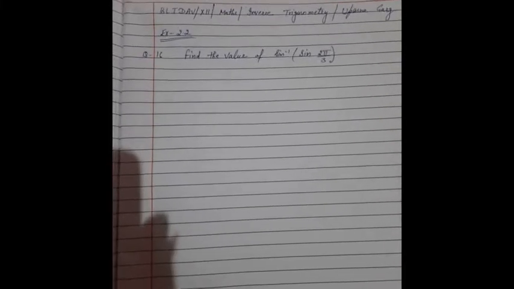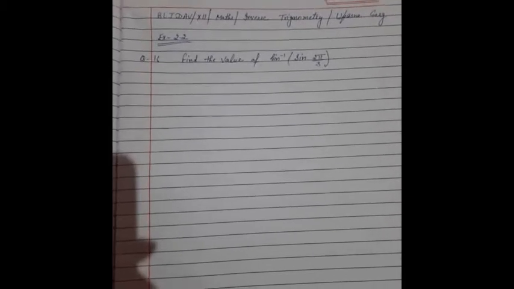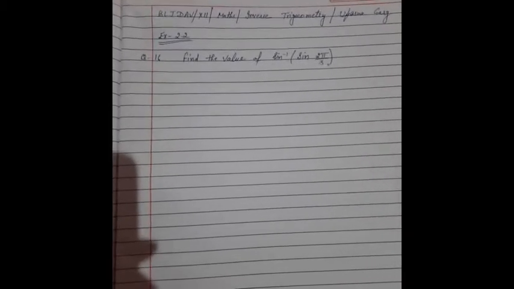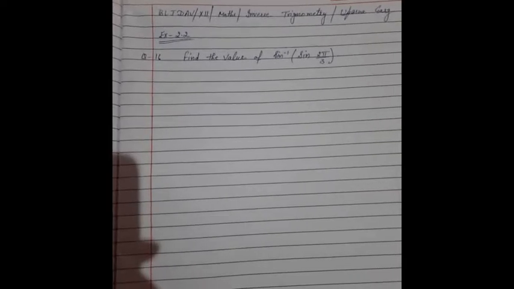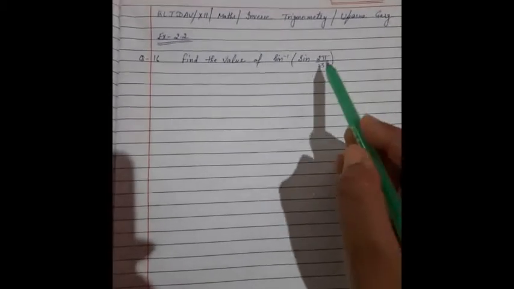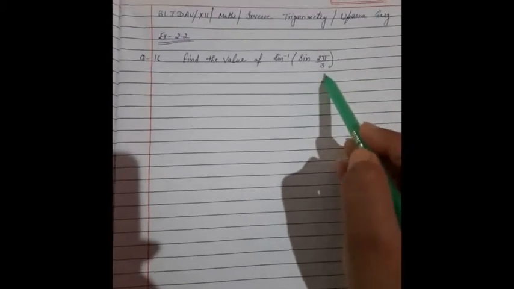Hello students, now I am discussing some problems of exercise 2.2. Very first, that is question number 16. Find the value of sine inverse sine of 2 pi by 3. Now, since it is the inverse trigonometric function sine inverse, the principal branch value of sine inverse is minus pi by 2 to pi by 2. And here 2 pi by 3 is given.